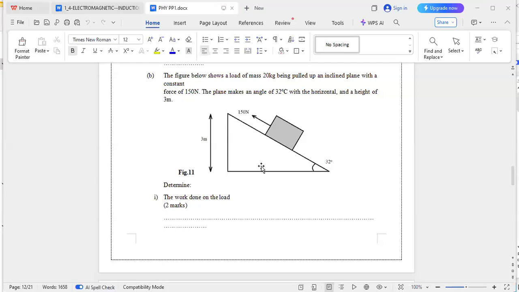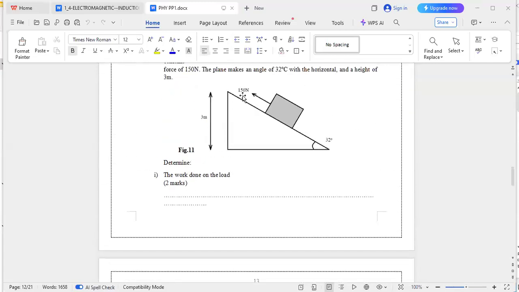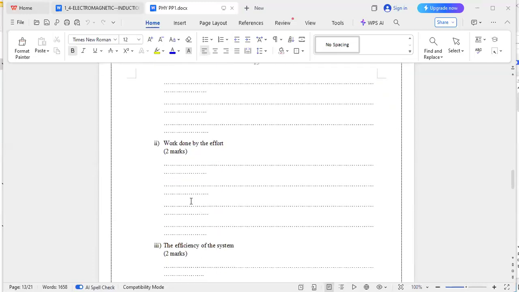Then we come and say that work done by effort is 150, because 150 is the effort, multiplied by 5.661. We get 849.2. That's the answer to Roman 2, 849.2 joules.